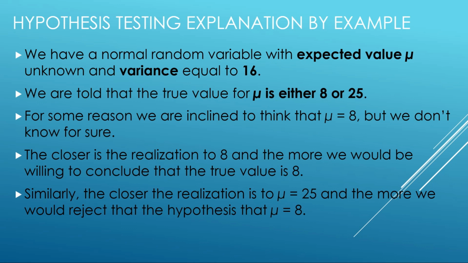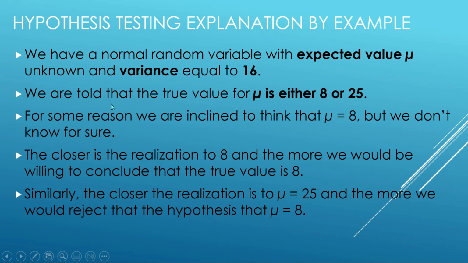Now, in this lecture, we will see some examples of hypothesis testing. The first example, we have a normal random variable with expected value mu unknown and variance equal to 16. So we are assuming a random variable which has expected value mu, which is unknown, and variance equal to 16.